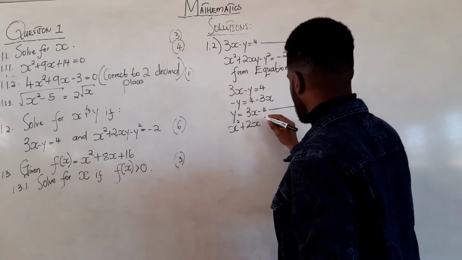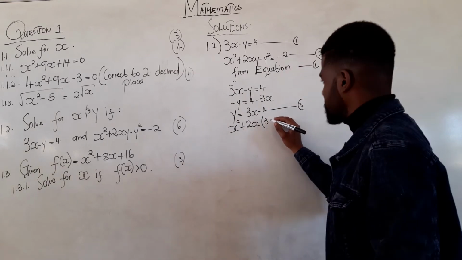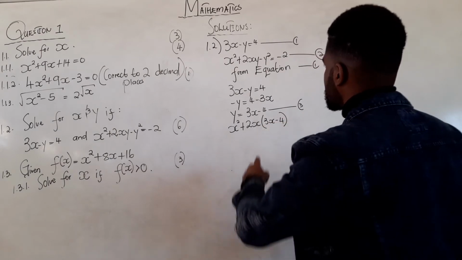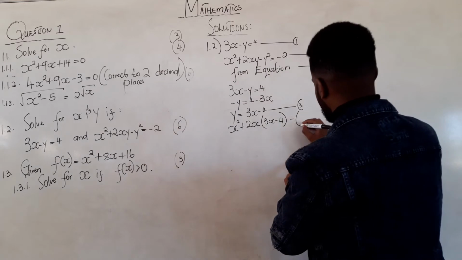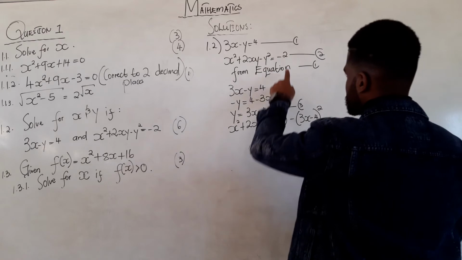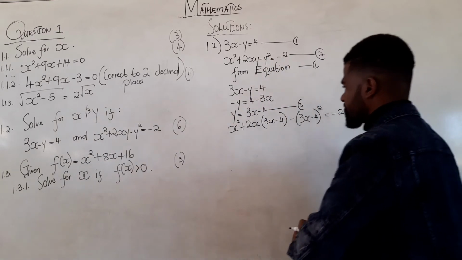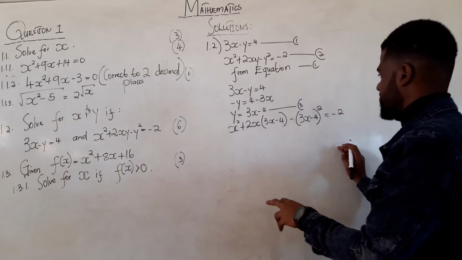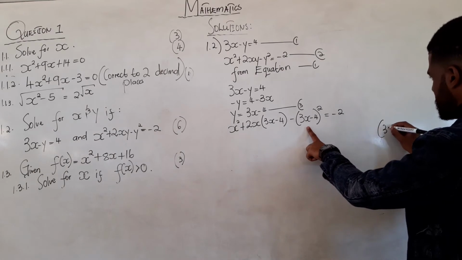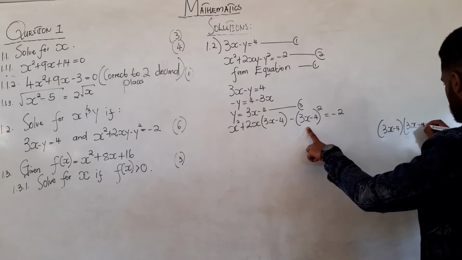This is 2xy. Therefore, on our y variable, we are going to substitute 3x minus 4 minus (3x minus 4) all squared, because this is squared, is equal to negative 2. Let us find our products. So let us do this on the side: 3x minus 4 times 3x minus 4.